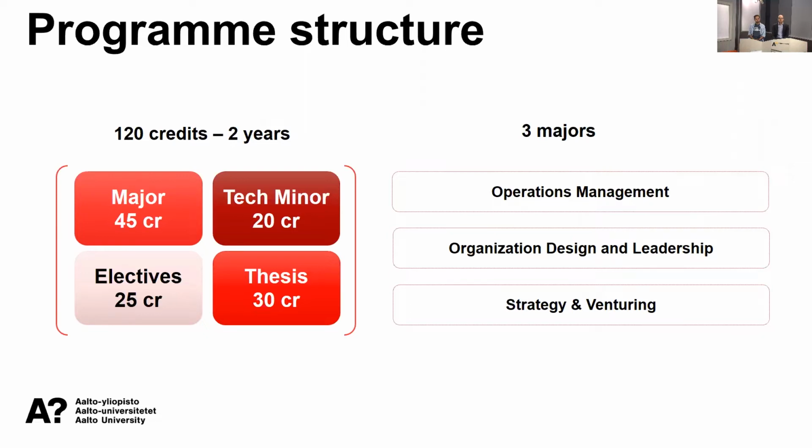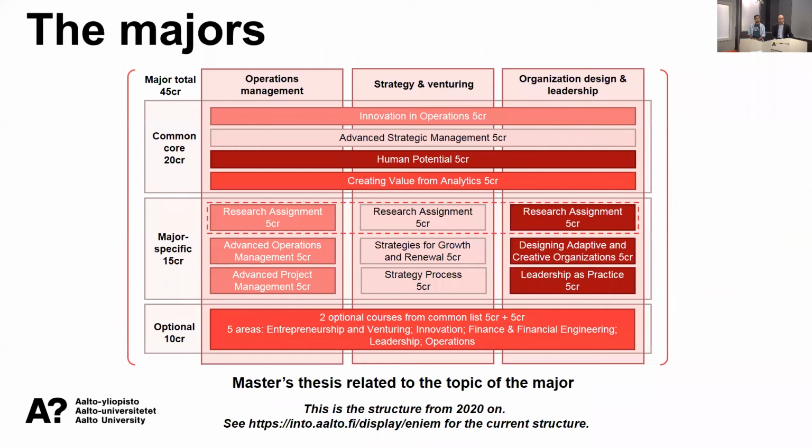So the program has 3 majors, and these 3 majors actually also represent the 3 areas that I talked about earlier. So operations management, which covers issues from operations strategy to the efficient execution of operations, including topics like supply chain management and project management. The major in organization design and leadership focuses on issues of designing agile organization, change, motivation, and leadership. And finally, the major in strategy and venturing focuses on topics related to strategic analysis, implementation, and corporate entrepreneurship.